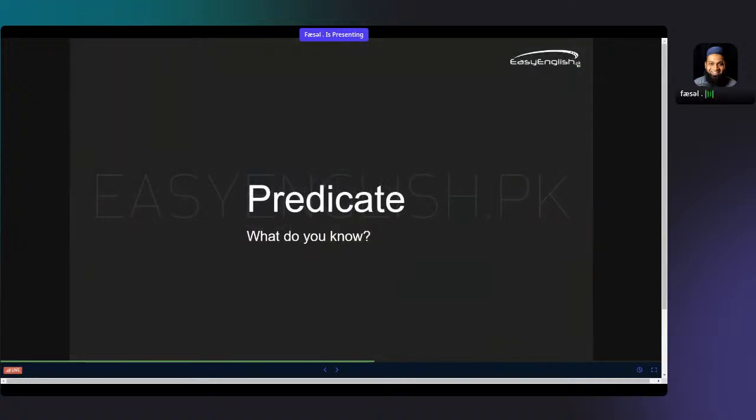Now, predicate. How many of you can tell me what a predicate is? What do you know about predicate? Just remember, you're not allowed to search online. If you're searching online and typing here, now that's cheating, okay?